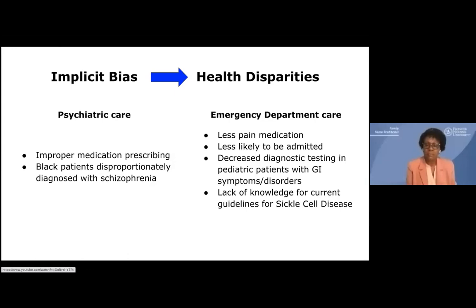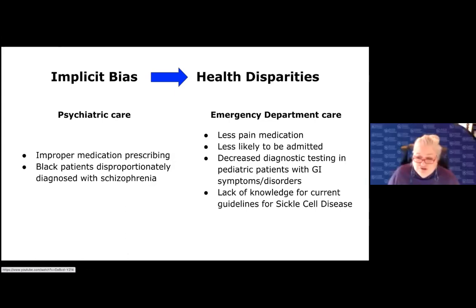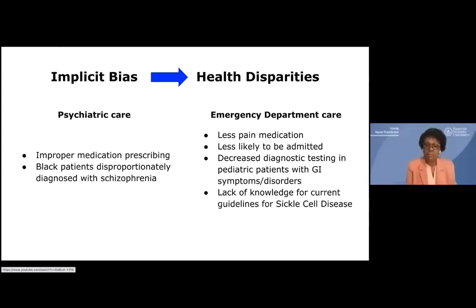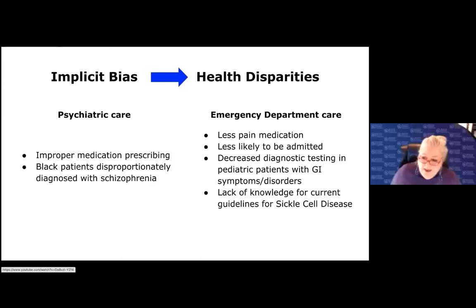Another group that is concerning is patients with sickle cell disease. There's a lack of knowledge of current management guidelines, particularly management of pain in the care of patients in sickle cell crisis. Dr. Arterberry, would you add anything to that?